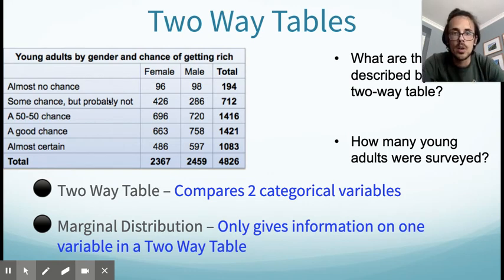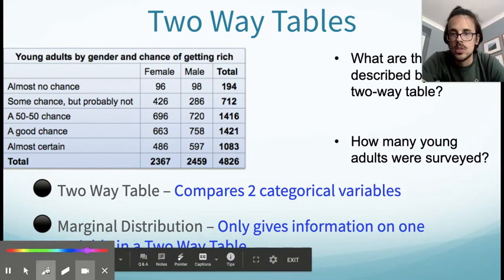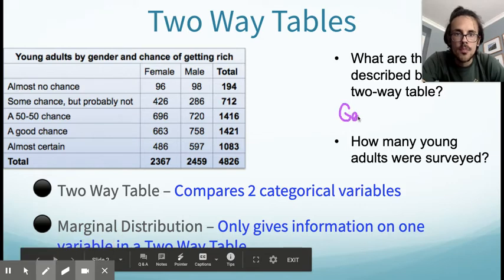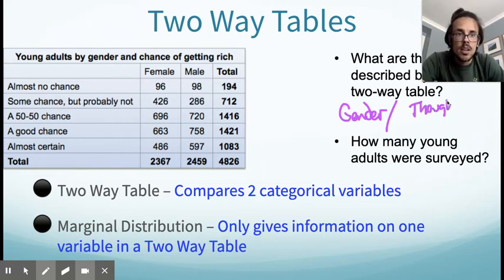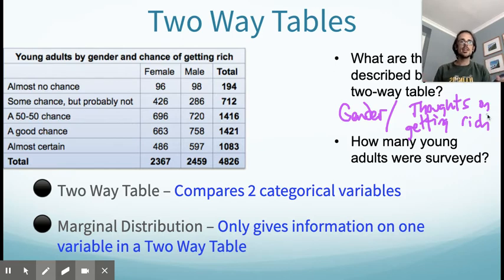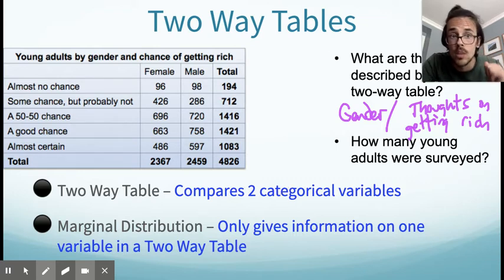So what are the two variables described by the two-way table? We just mentioned them. It's going to be gender, and this right here, you could talk about as thoughts on getting rich. And you use a two-way table when you want to find if there's a connection or a comparison between two different categorical variables. So I have that written down as a definition below. A two-way table is a table that compares two categorical variables. In this problem, we have gender and we have thoughts on being rich.